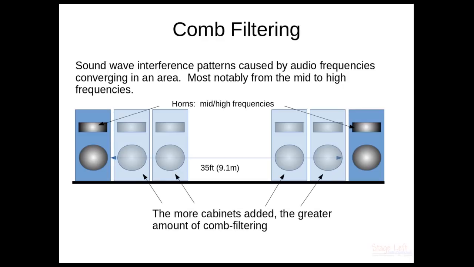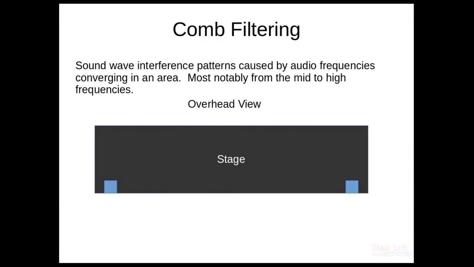So let's take a look at an overhead view of the stage, to hopefully give you a better idea of what I'm talking about. Let's say we start out with a single speaker on each side of the stage. It can be any kind of speaker you want, perhaps a full range cabinet, or even a mid and high range cabinet. If we start out with one on each side, this is really the best chance for the best sound reproduction, with only one speaker on each side of the stage. Most of the speakers are 90 degrees horizontal and 40 degrees vertical.